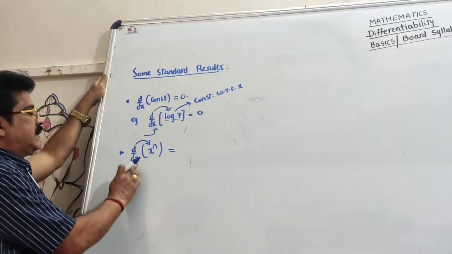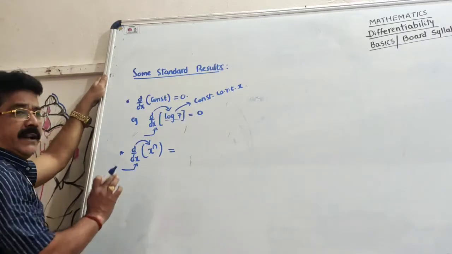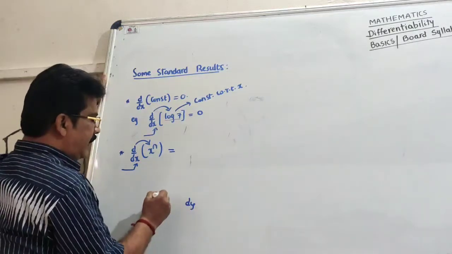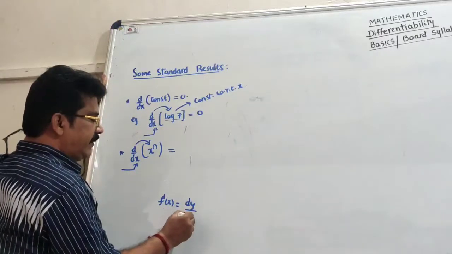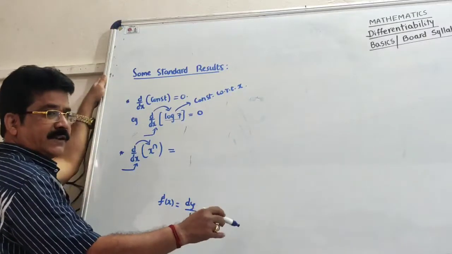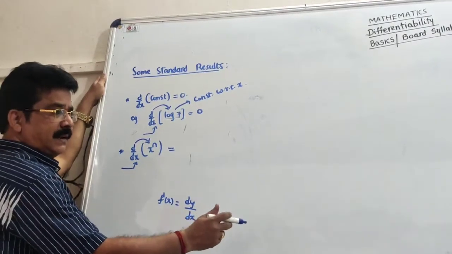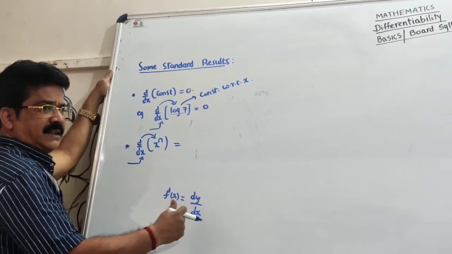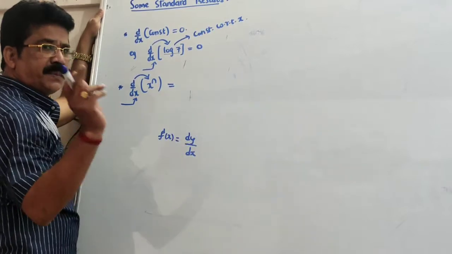Here, x is called the independent variable. Once again, dy by dx, already we said f dash of x has different notations: dy by dx, y suffix 1, y dash, d by dx of f of x, f dash. All these are the notations for the first derivative of f of x with respect to x. Already I said in the previous episode.